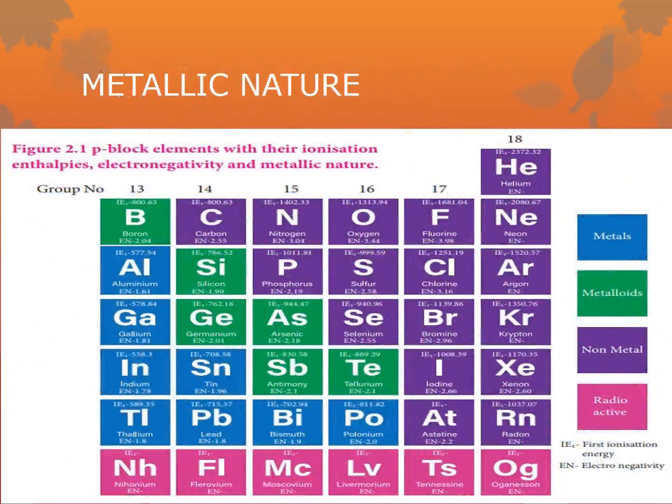Now we will tell you about the metallic nature. See here in the picture, this is the p block element, okay. They are placed in the 13th to 18th group of the periodic table, and the first members of the groups are boron, carbon, nitrogen, oxygen, fluorine, and helium, okay. These are the first members, okay.